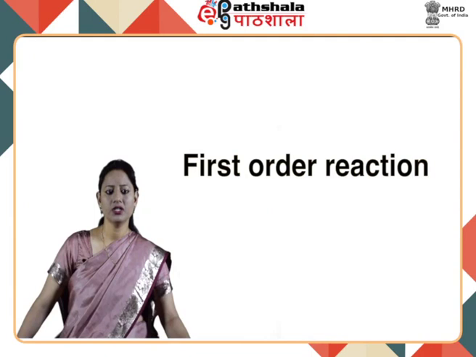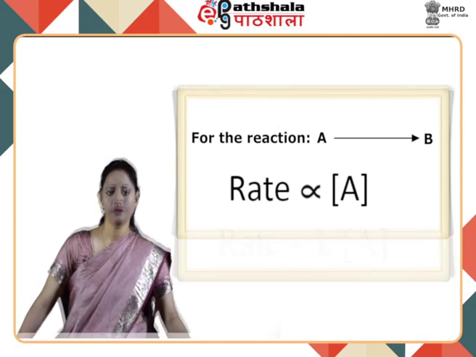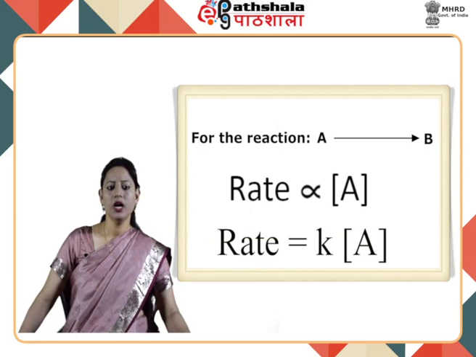For a first order reaction A giving B, the rate is proportional to the concentration of A. If the rate of a reaction is proportional to the concentration of only one reactant, it is called a first order reaction. The proportionality symbol can be replaced with an equal sign if using a proportionality constant K, which is called the rate constant. The rate constant of a first order reaction is called a first order rate constant. So, rate is equal to K times the concentration of A for a first order reaction.